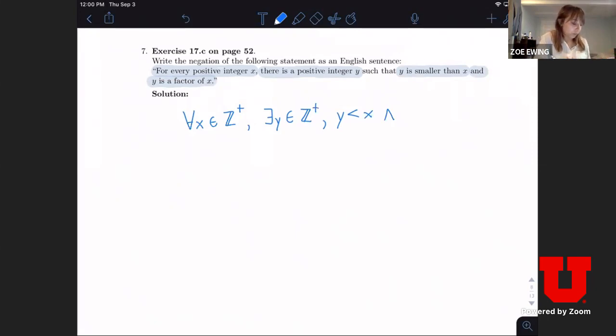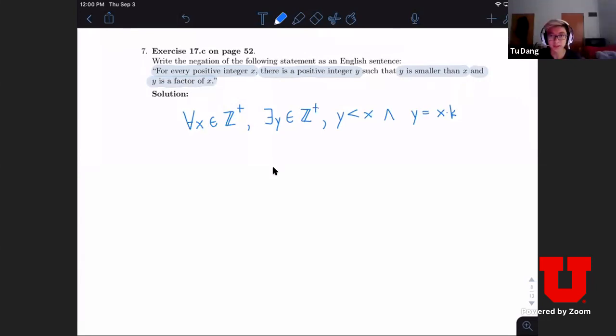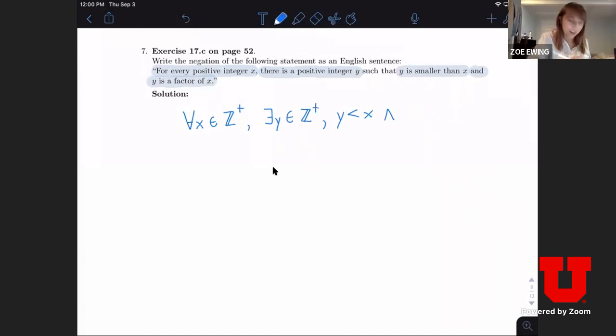So one is that, let's see, y is a factor of x means that y, oh boy, I always get these mixed up. I believe it's y equals xk. Oh gosh. x times k. Is that right? I thought it was x equal to y times k. That might be, I always get mixed up on these ones.